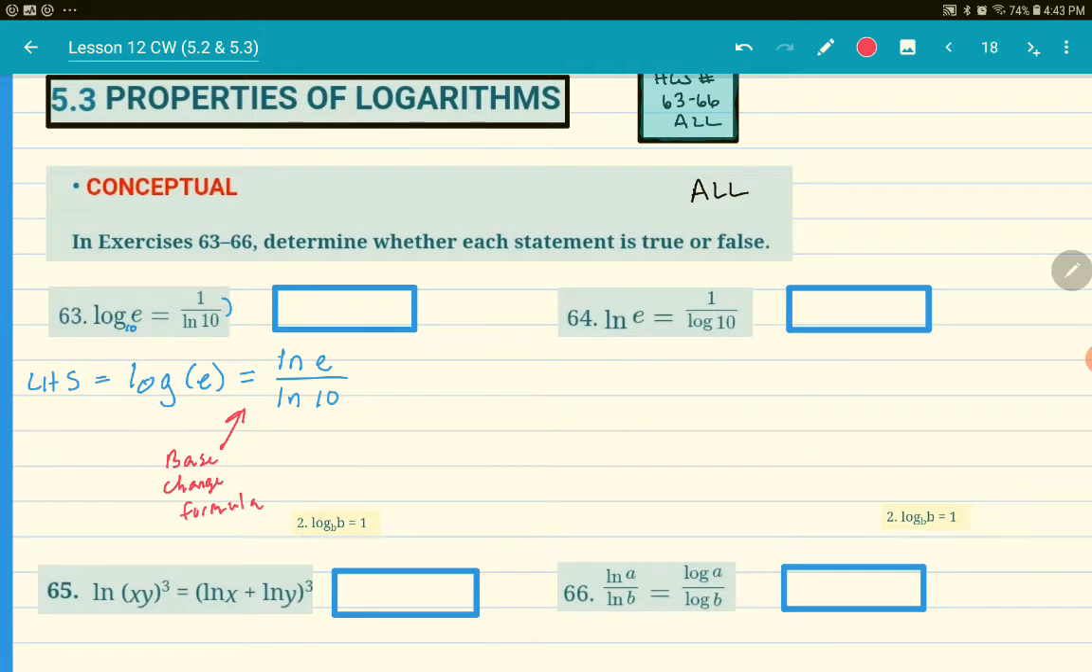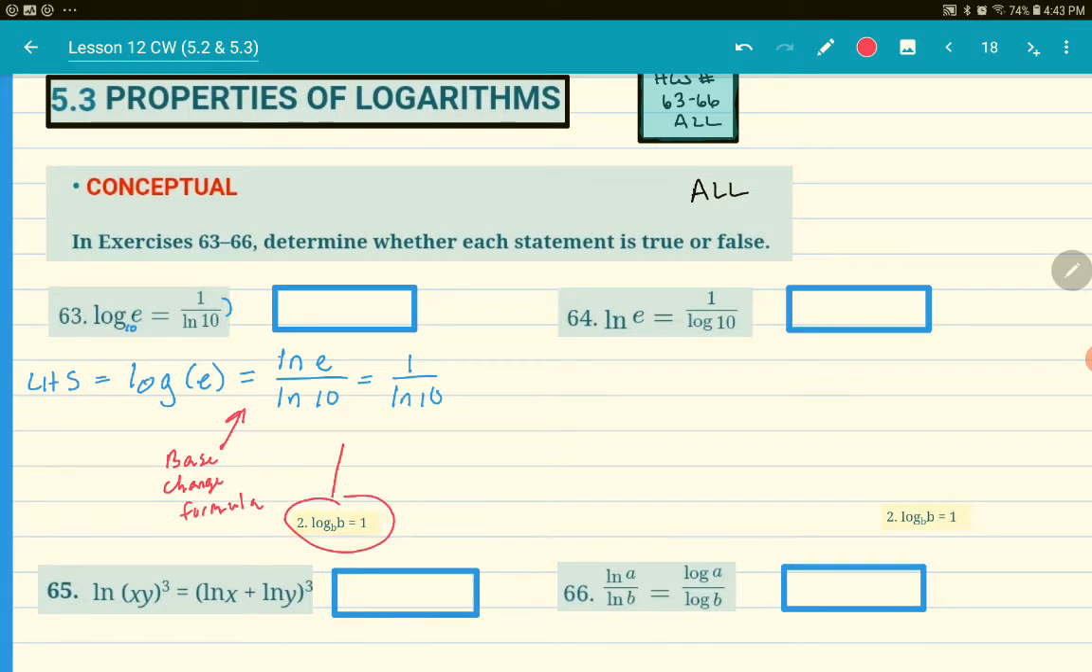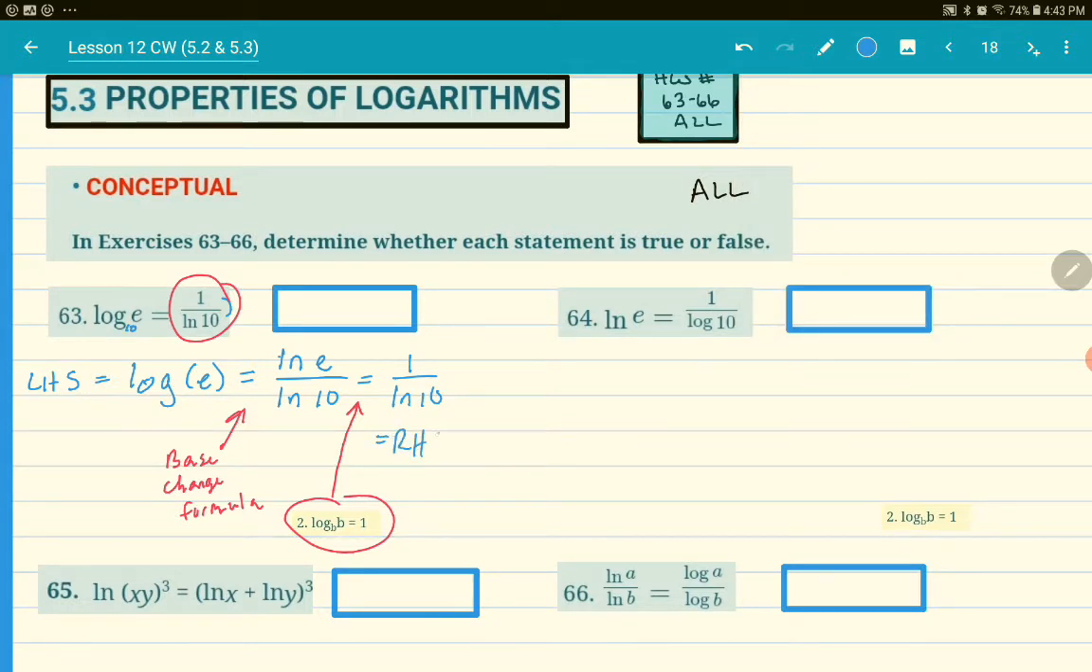So I used the base change formula to get that. And then I know that natural log of e is just 1, because natural log is log base e of e. So that's e to what power gives me e, which is 1. And that's property 2, which I wrote here. So that property gives us that natural log of e is 1. So I have now my right-hand side. So I say, oh, hey, that's equal. The left-hand side is equal to the right-hand side now. So therefore, this statement is true.